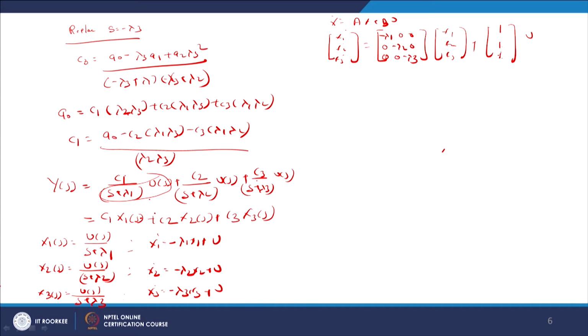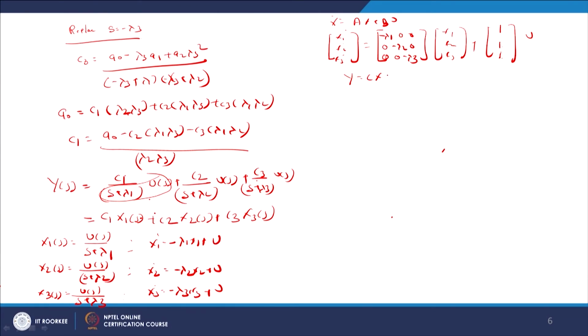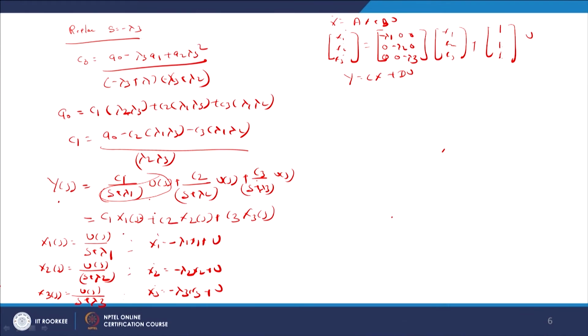But again, we require the model of our output. The output equation is y equals Cx plus Du, that is, you want the model y equals Cx plus Du. C is the output matrix and D is the coupling matrix that we have seen last time. Now we have to write the equation for C. How will you write it down? You will find y of s equals c1 X1(s) plus c2 X2(s) plus c3 X3(s), this is Y(s).